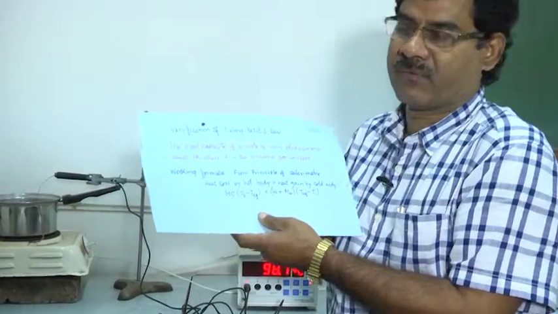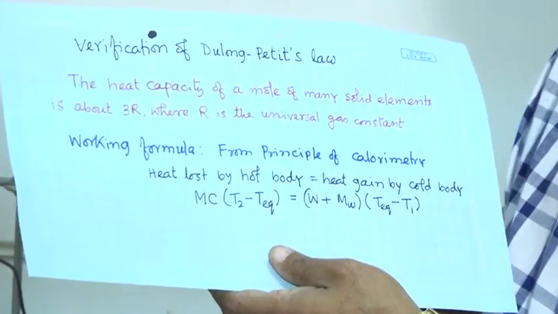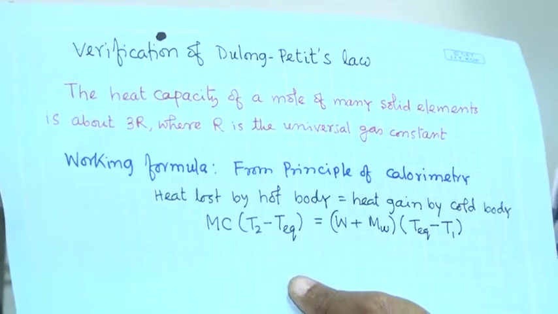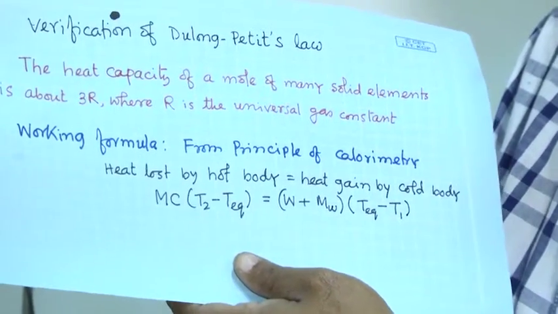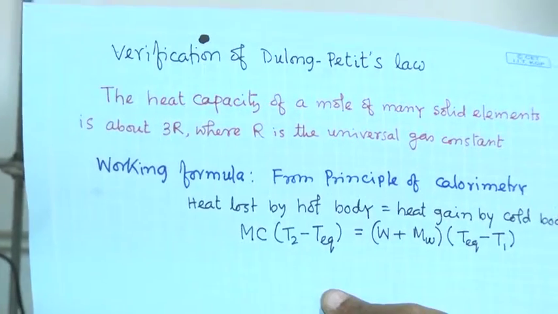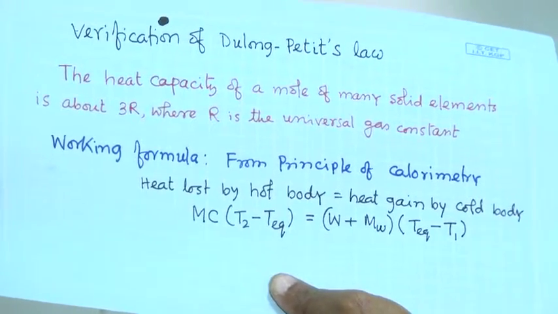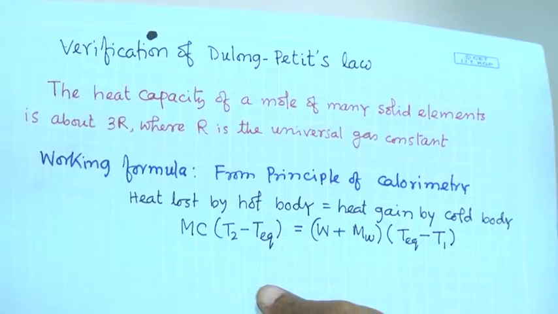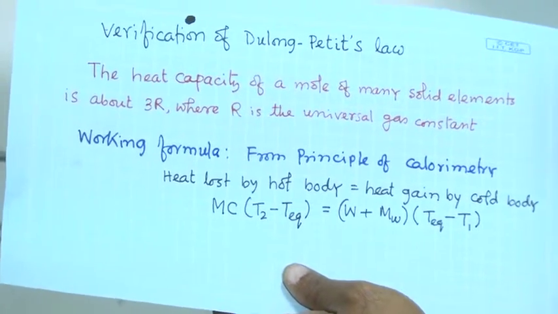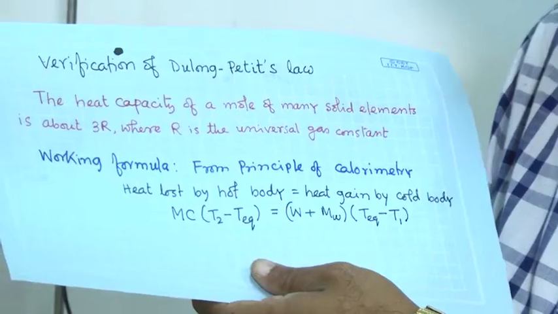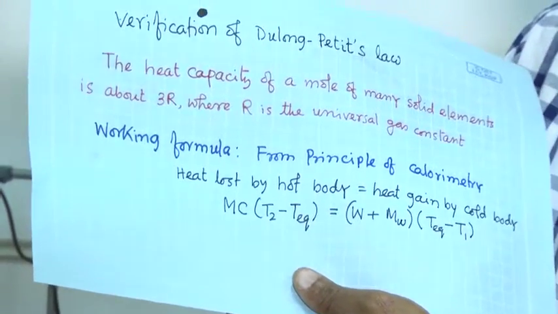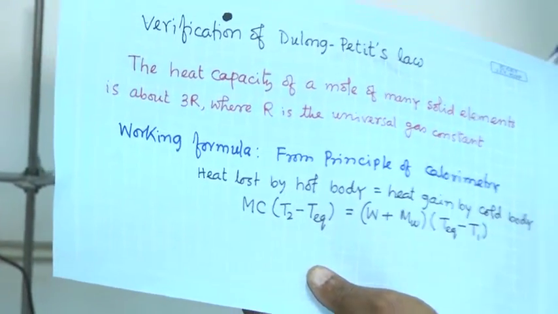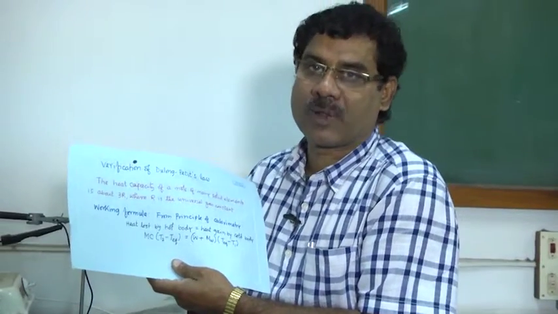So, today I will demonstrate basically the verification of Dulong-Petit law. Okay. What is that? The heat capacity of a mole of many solid elements is about 3R, where R is the universal gas constant. It is just like Ohm's law, where current and voltage are proportional.